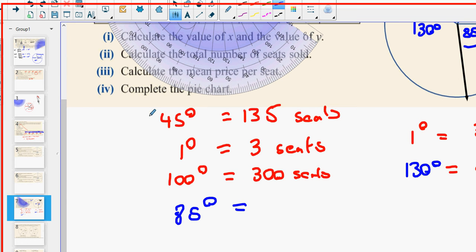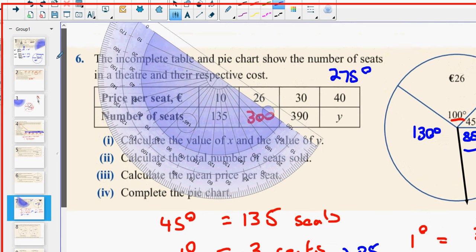1 degree gives you 3 seats. How many seats would 85 give you? Multiply it by 85, because it's 85 times bigger. 3 times 85? 255. Okay? There you go. So that's the €40 seats there. And this is the €30 seats.